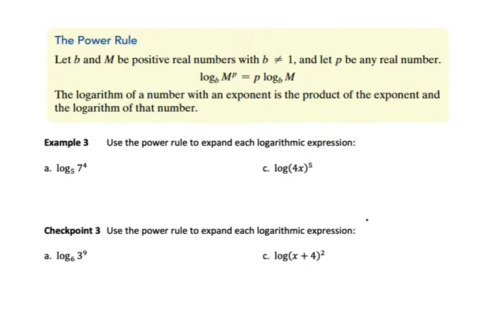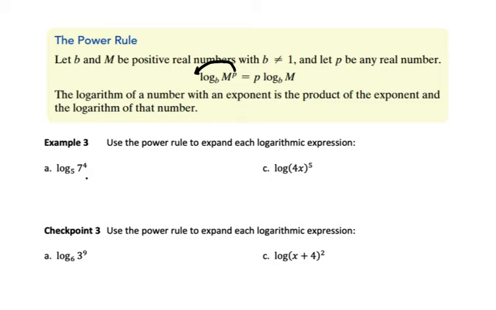Next we're going to talk about the power rule. So the power rule says that if I have log base b of m to the p power, I can move that power to the front and multiply it by the logarithm. So this would be p times log base b of m.